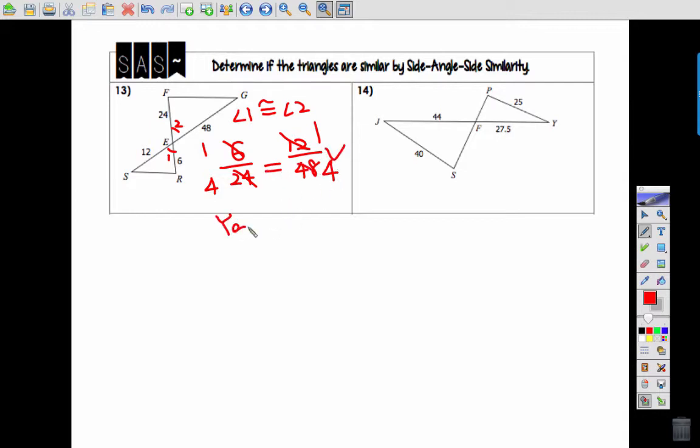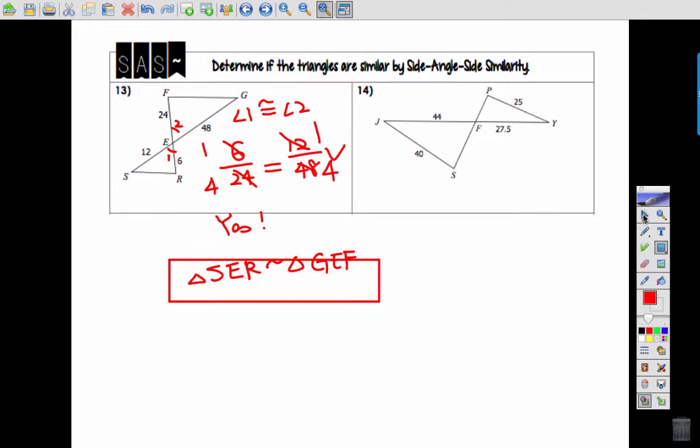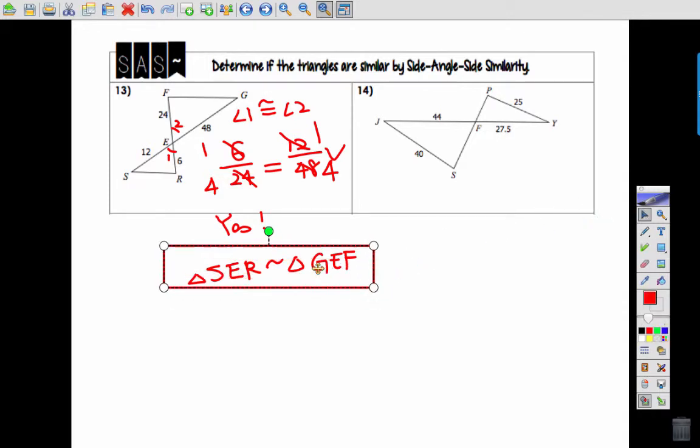So therefore, yes, you can say triangle SER is similar to triangle, I started with the longer side, so it will be GEF. That's my similarity statement, and that similarity is SAS. This is the SAS similarity theorem. Okay? Finish question 14 on your own.